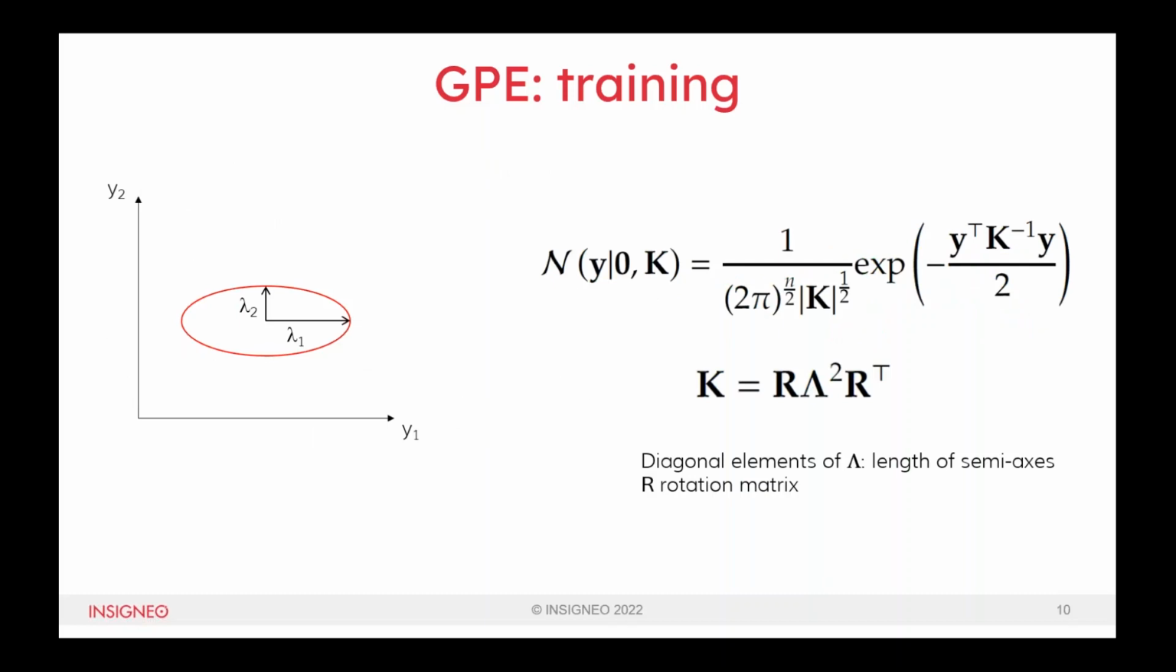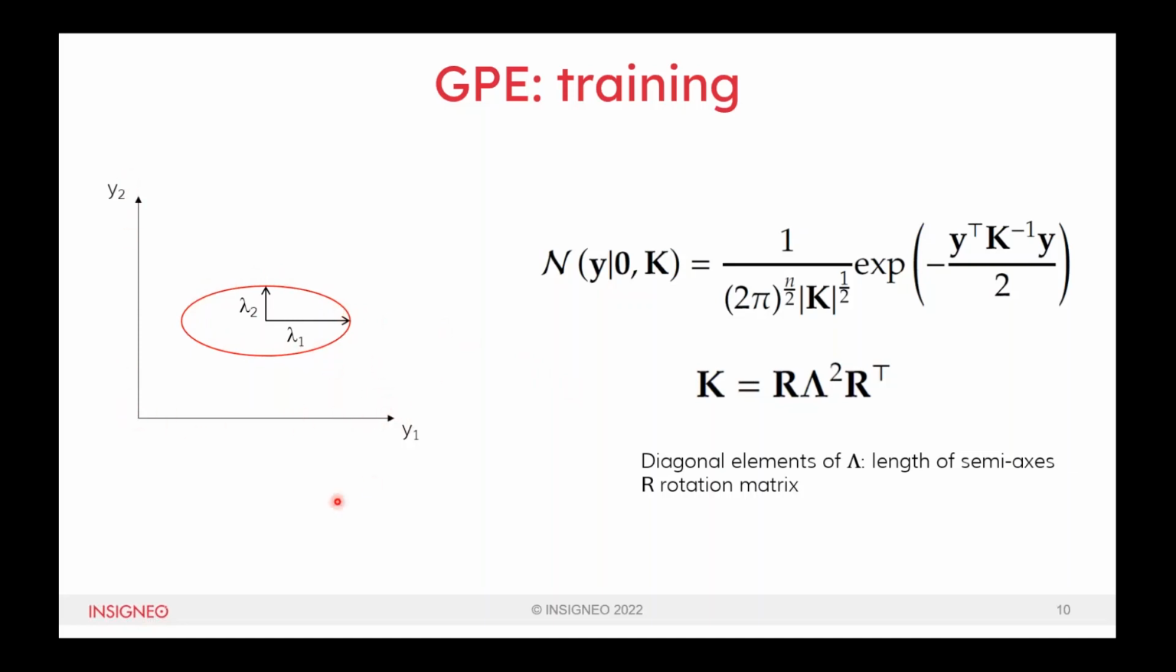And this is made quite clear in this example. We are looking here at an emulator with a kernel called the quadratic exponential kernel. It's exponential because there is the exponential here, and quadratic because of this scalar product here. This is essentially a multidimensional Gaussian. The kernel in this case is this matrix K, which is composed by the product of a rotation matrix R and a scaling matrix lambda. Together, R and lambda define this red ellipse in the input space.